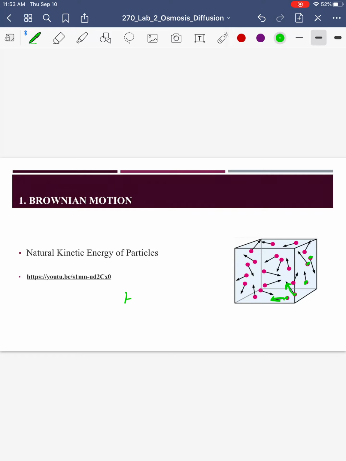And this, my friends, helps diffusion. Because if particles have this natural kinetic energy, it's going to help them be more likely to diffuse from high to low concentrations. Diffusion is still passive, but the fact that molecules have this natural energy just helps diffusion along. I'm going to post this link for you also, where you can pause the video and copy it here. This is a quick little video that shows you the particles just naturally moving.